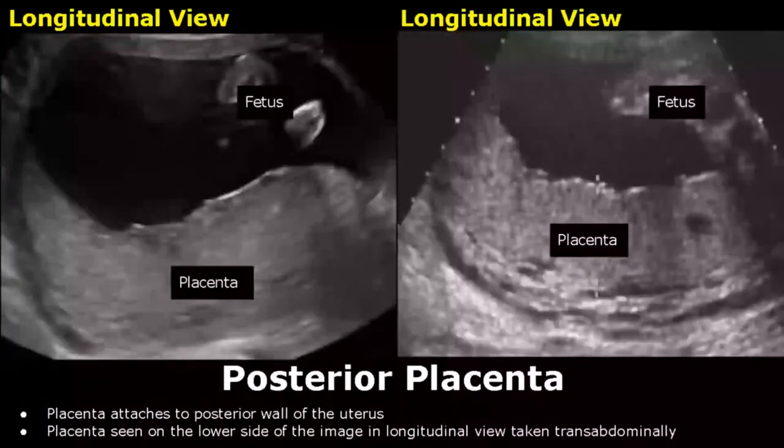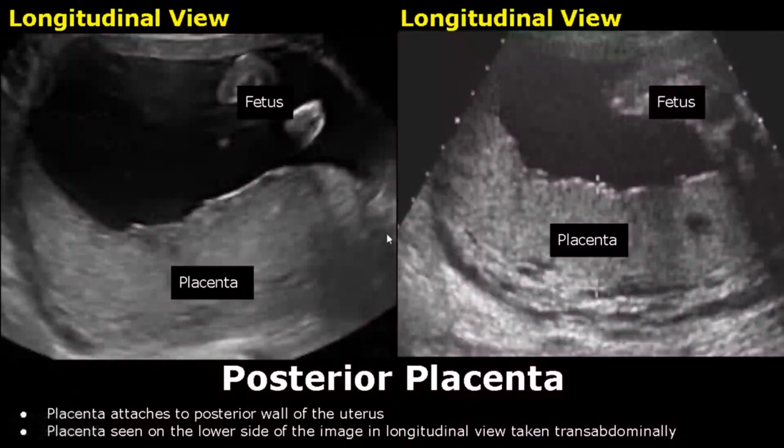In a posterior placenta, the placenta attaches to the posterior wall of the uterus. The placenta will be seen in the lower half of the image in longitudinal view taken transabdominally.